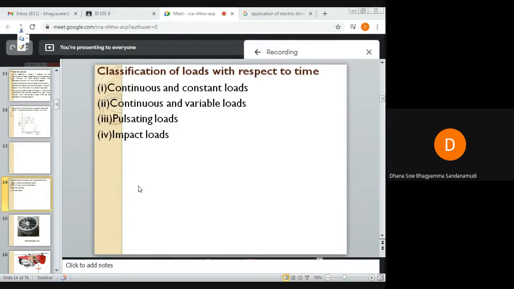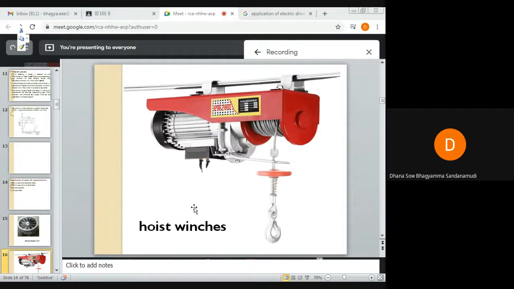Examples for such loads are this hoist winch. This wire is for lifting, and the winch is for moving, sliding on this rod. So for lifting and sliding operations performed by this load, it's not performing only one operation, it is performing two operations here.